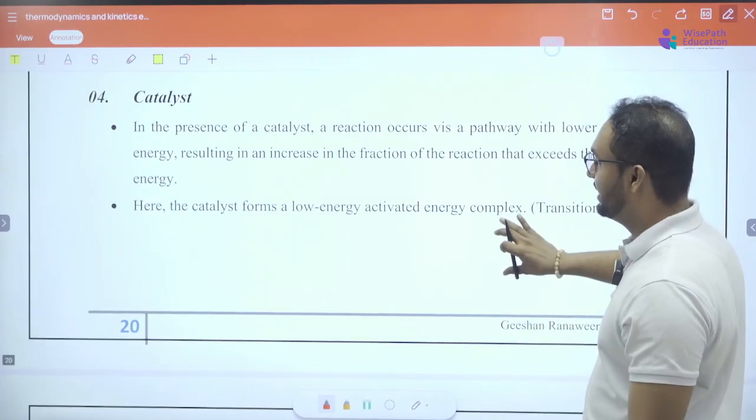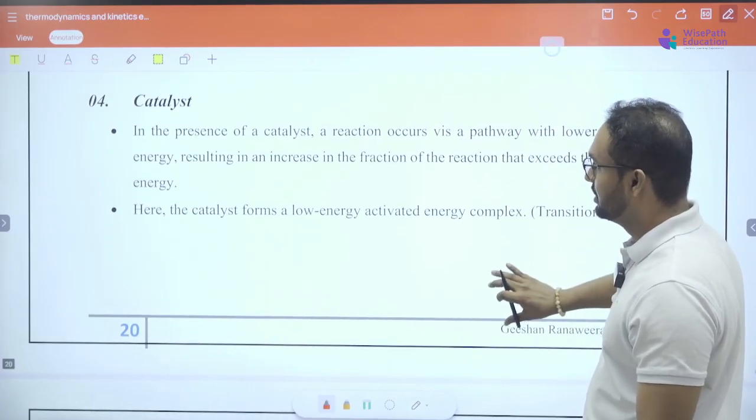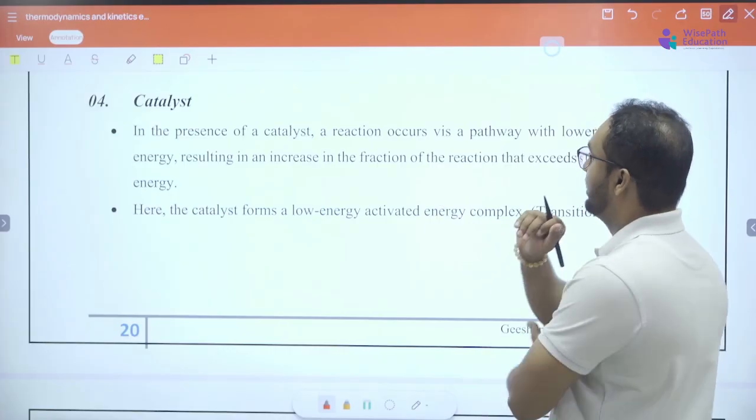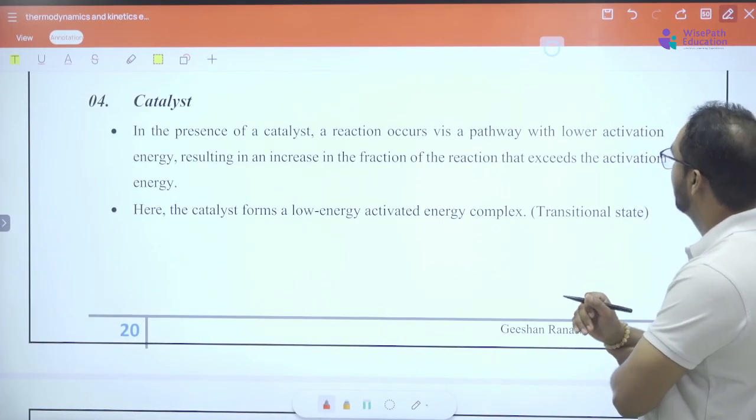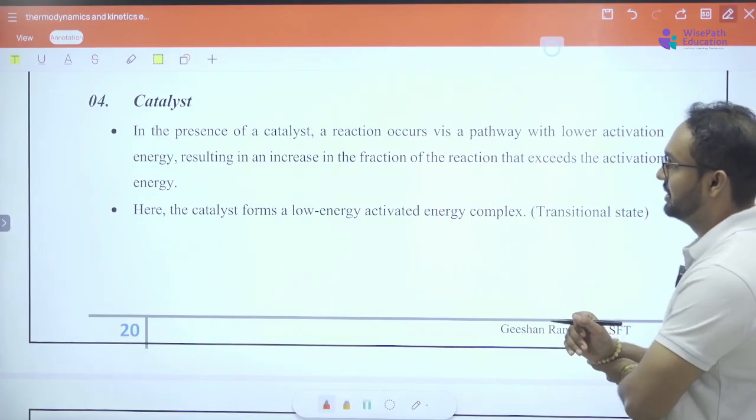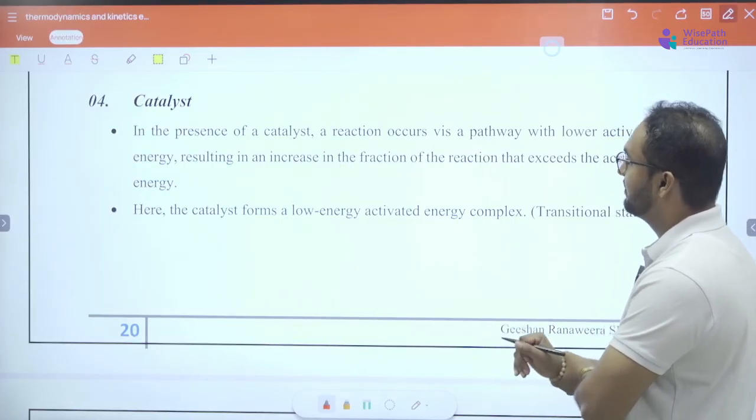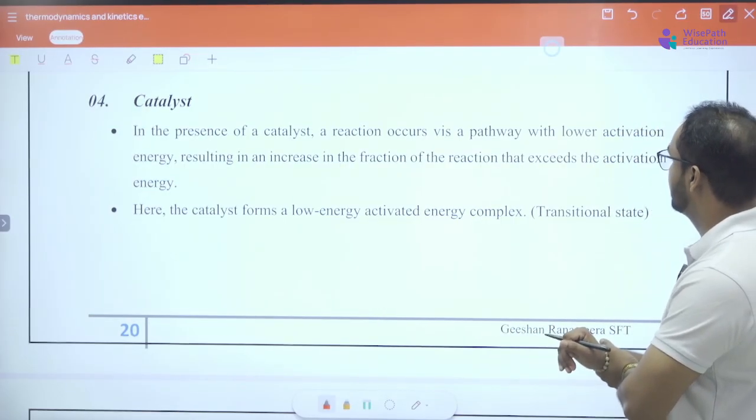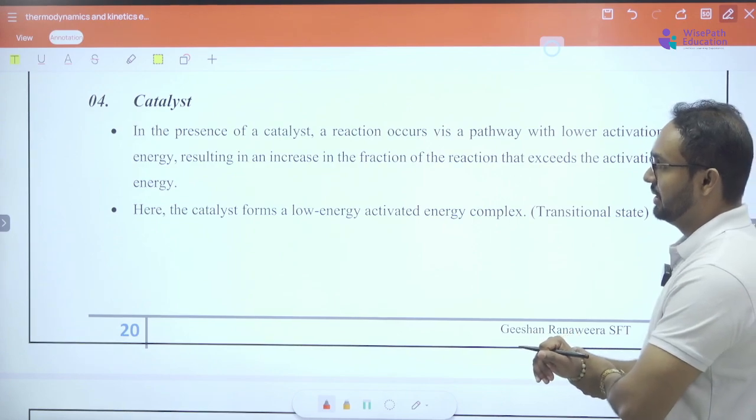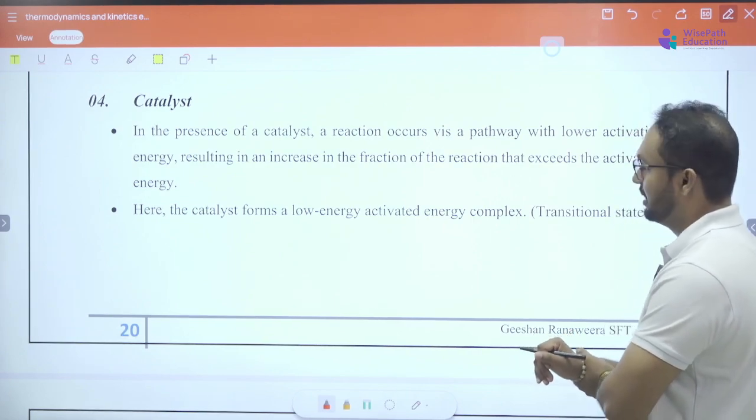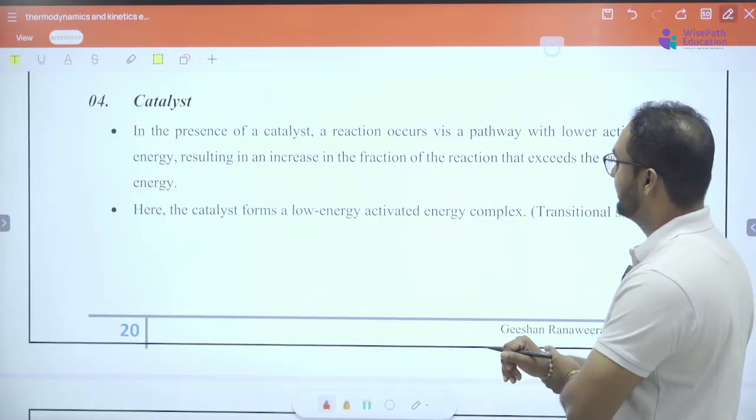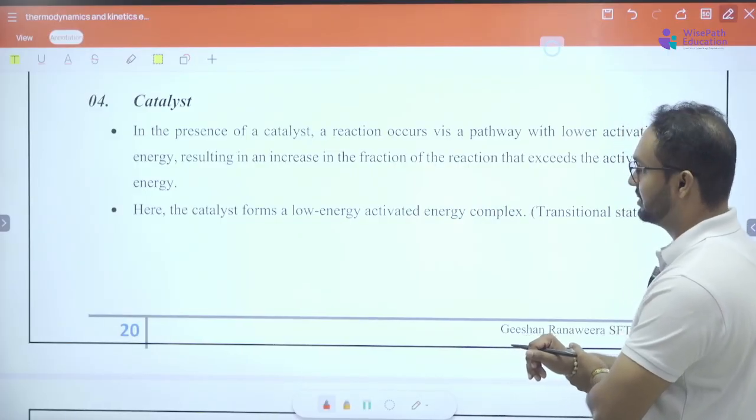හරිද? ඒ ටික understand the but in the presence of catalyst, a reaction occurs via a pathway with lower activation energy, resulting in an increase in the fraction of reaction that exceeds the activation energy. Here the catalyst forms a low energy activated energy complex or the transitional state.